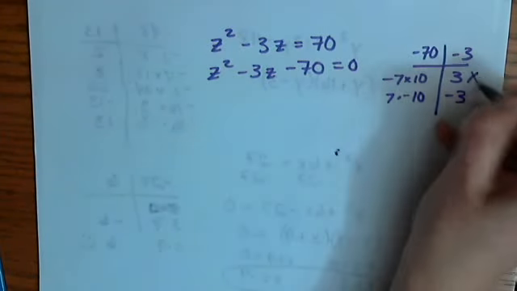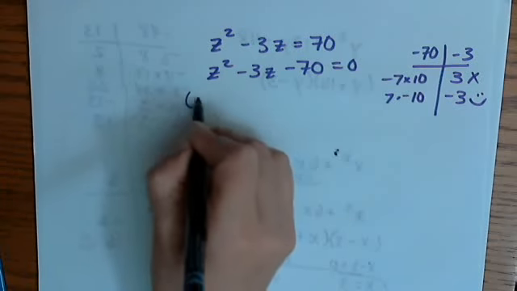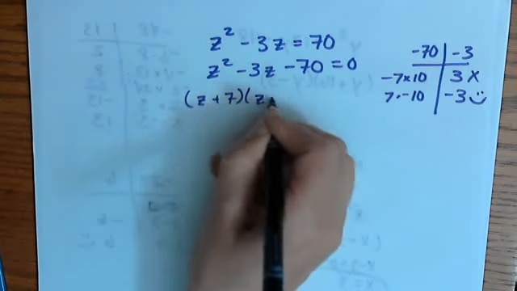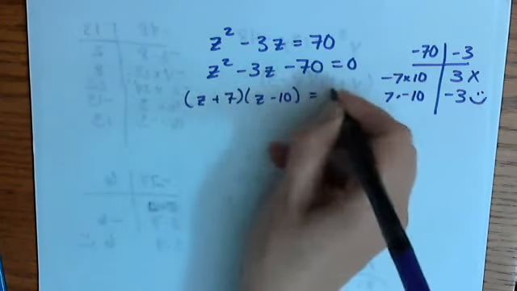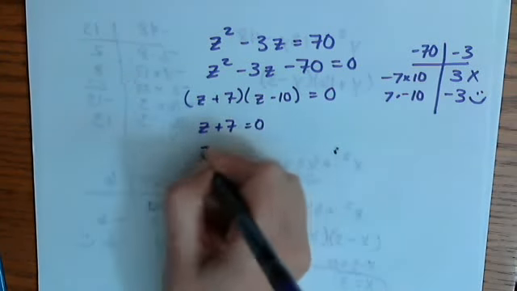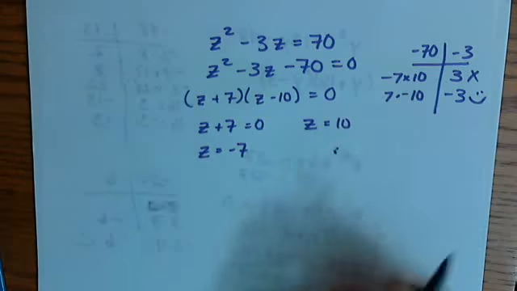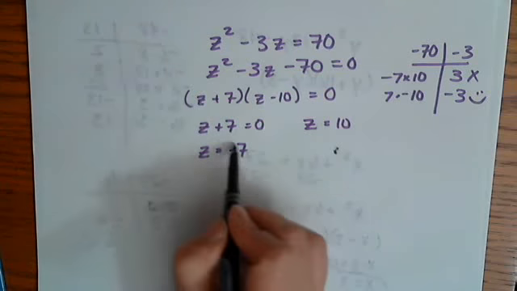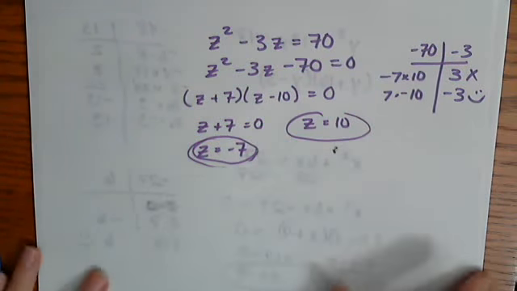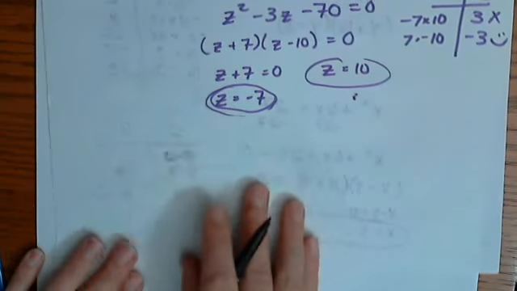There we go. We don't like that one. We do like this one. So that's going to give us z plus 7 and z minus 10 is still equal to 0. So now we say z plus 7 equals 0, z equals a negative 7, or z equals 10. I'm going to assume you knew how that showed up. So again, we get 2 answers here. I'll also do 4b for you. Pause the video and come back when you're ready.